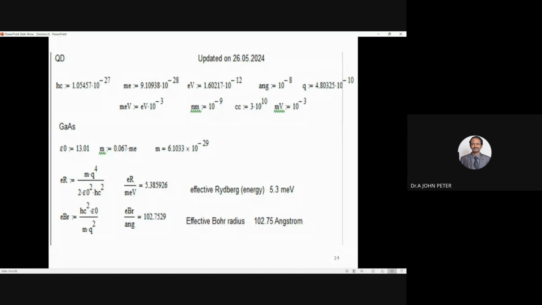As a good physicist, you should know. For example, 5.3 meV means that you will have the bulk binding energy value for gallium arsenide as 5.3 milli electron volt, and the Bohr radius is 103 angstrom. You should remember. It's very, very important, which we'll be using later. So the binding energy for bulk gallium arsenide is 5.3 milli electron volt. Okay, you remember this one.